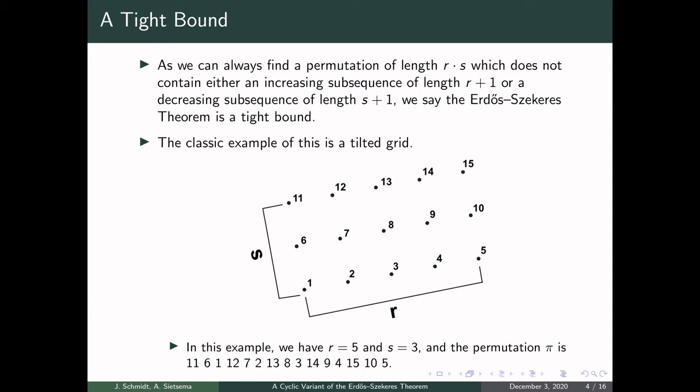Now, the classic example of this is the tilted grid. So in this example, we have r equals 5 and s equals 3, and the permutation is 11, 6, 1, 12, 7, 2, 13, 8, 3, and so on and so forth.